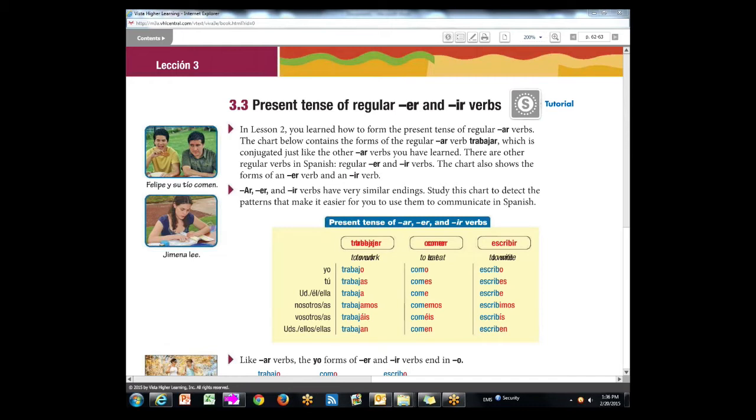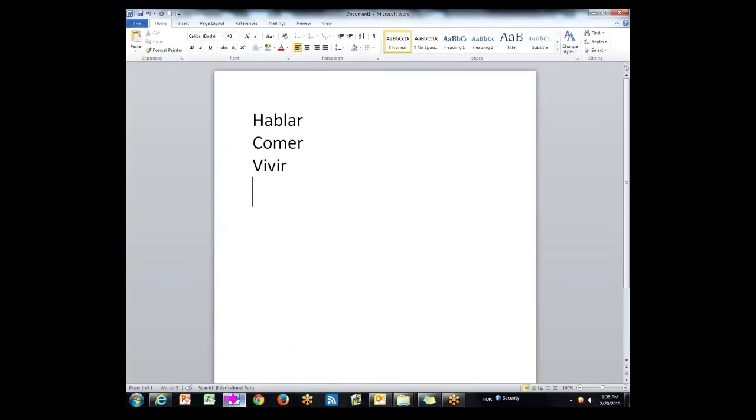Now if we take a look at hablar, comer, and vivir, two very commonly used AR, ER, and IR verbs. Hablar, you've already learned a lot, means to speak. Comer means to eat. We all like to eat. Y vivir means to live.